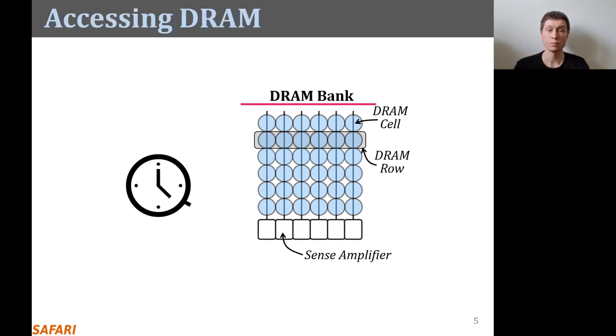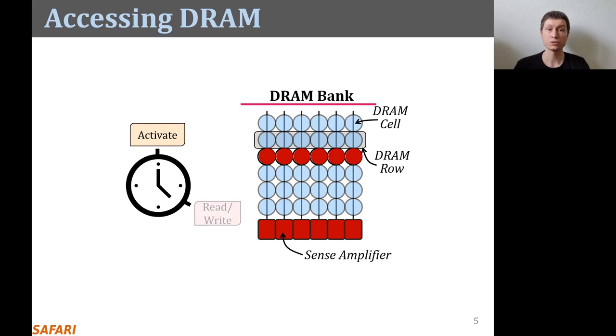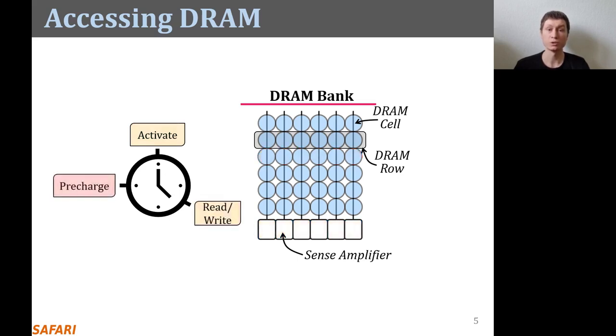Now let's look at DRAM commands that the memory controller issues to access the DRAM. To perform an access, the memory controller first activates or opens a row by issuing an activate command. The activate command loads the row's data into the sense amplifiers where the data can be accessed. After the row is accessed, the memory controller issues a precharge command to close the open row so that a new row can be activated. This is basically how DRAM is accessed.